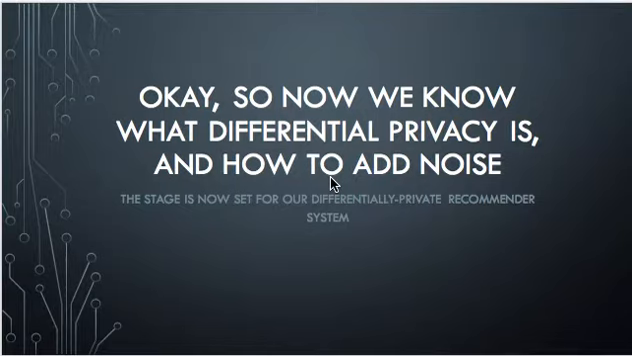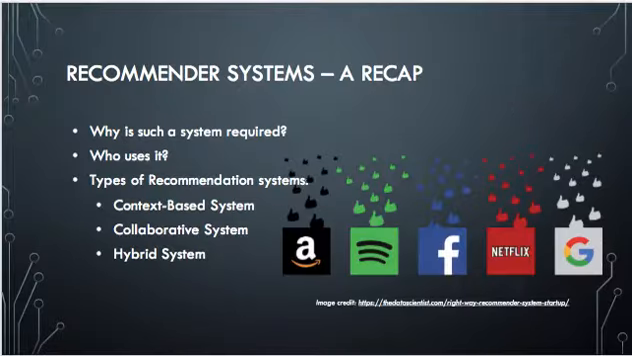So in this particular video, we'll be focusing on what differential privacy is and how we're going to add noise to a differentially private recommendation system. So what is a recommendation system? Well, a recommendation system is a subclass of information filtering system that helps to predict the rating or preference a user would give to an item.